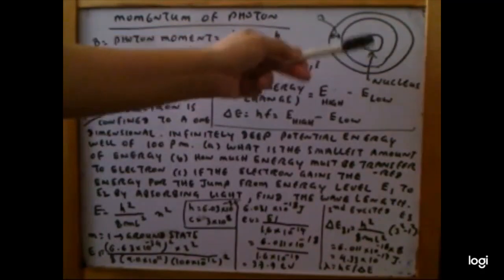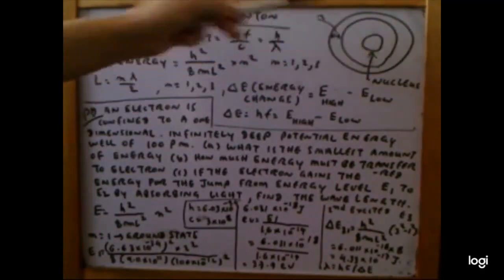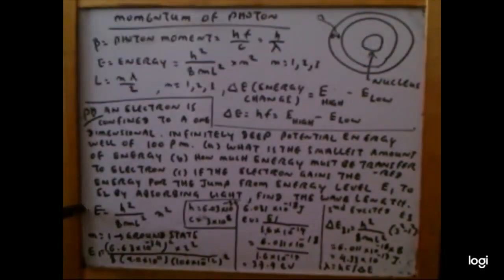When the electrons are moving around the nucleus, they possess energy. This energy can be calculated as h squared divided by 8 m L squared into n squared. In this case, L can be calculated by the equation n lambda by 2, and n is 1, 2, 3, 4, 5, lambda is the wavelength, and h is the Planck constant.